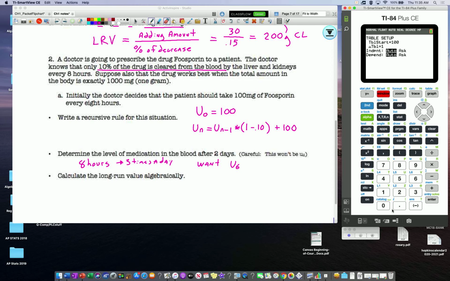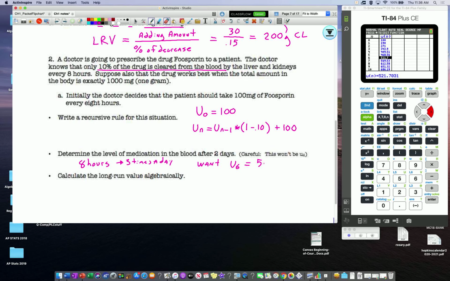So now, we'll go back to my table set, because I was at 100 from the swimming pool problem. And I want to change that table set to 0 for right now. So I go to the table, and I can start to see that after 2 days, the amount of antibiotics of Fusporin in my body is up to 521 milligrams, not grams, sorry, milligrams of Fusporin in my body.